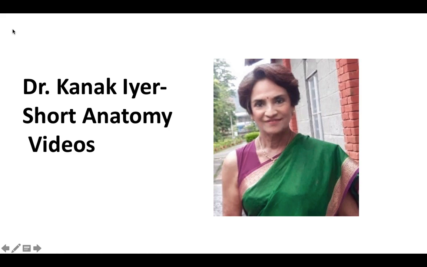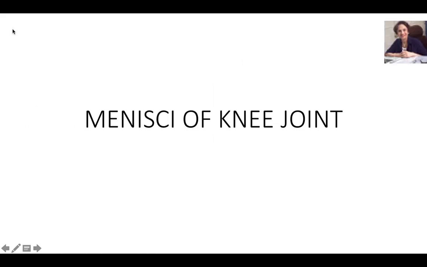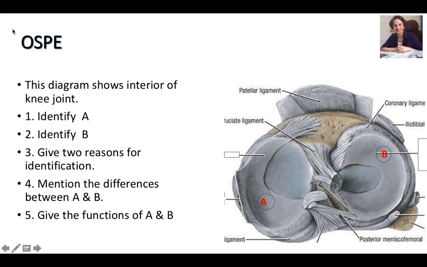So, today we are going to discuss the OSPE of menisci of knee joint. So, here is the OSPE. The diagram shows interior of knee joint. Identify A and identify B. Give two reasons for the identification. Mention the differences between A and B and give the functions of A and B.